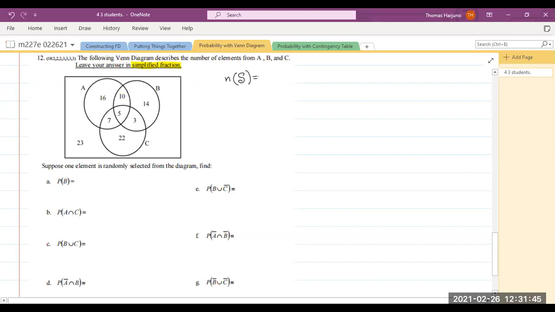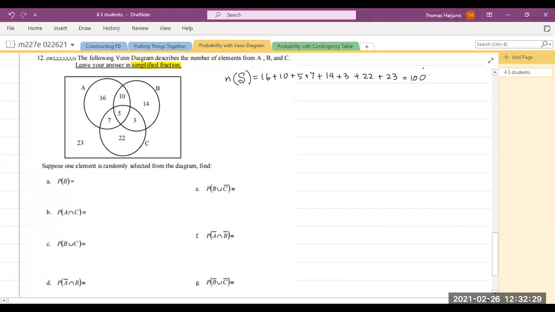I will add all of these numbers, 16 plus 10 plus 5 plus 7. Those are the ones in A. Plus the ones outside of A but in B, 14 plus 3. Plus the ones outside of A or B but in C, plus everything outside. So I will add these numbers here. I get 100. Oh, nice number. So there are 100 elements.